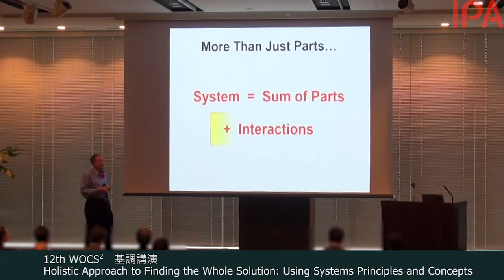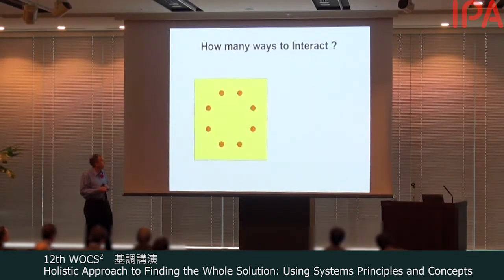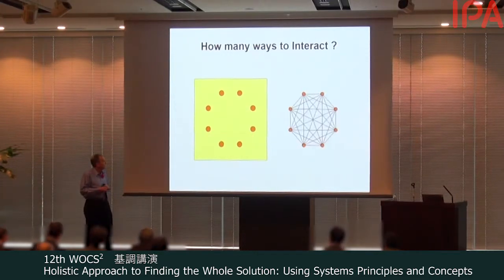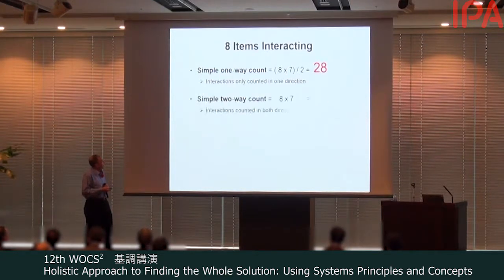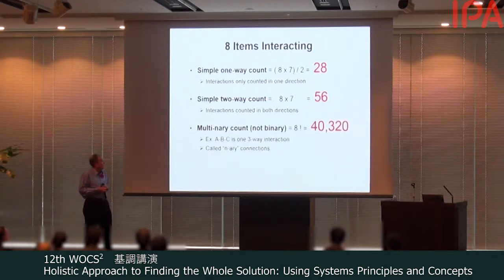So it's more than just the parts, how they interact. So here are 8 parts. How many ways to interact? Well, if we just look at simple one-way connections, there's 28 connections, 28 ways to interact. If we do two-way connections, there's 56. But if it's more than two-way, many of our interactions are 3-way, 5-way, 6-way. You get 8 factorial, 40,000. Just 8 parts, 40,000 ways to interact.